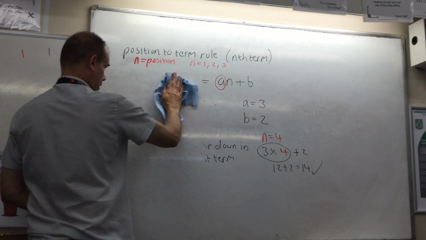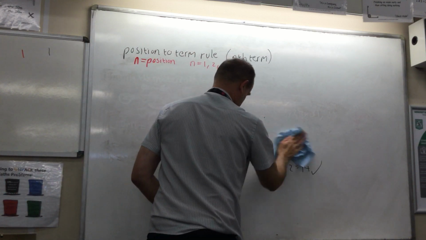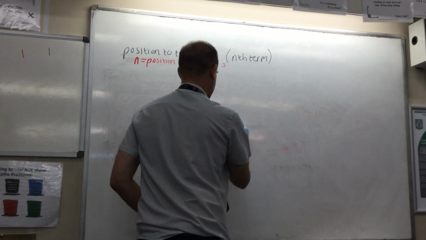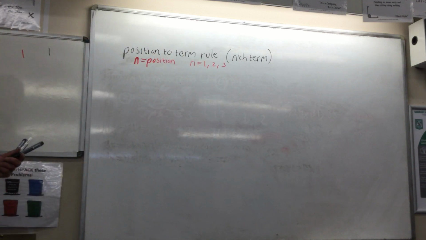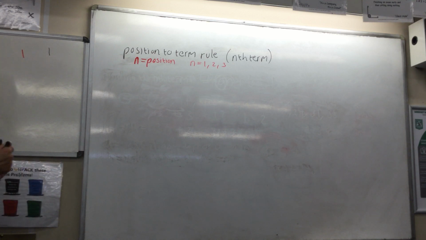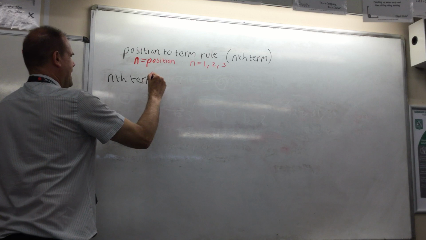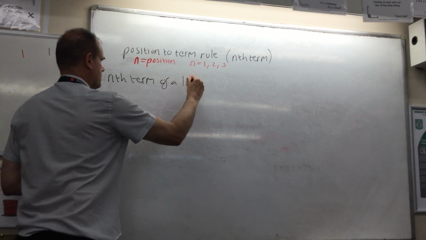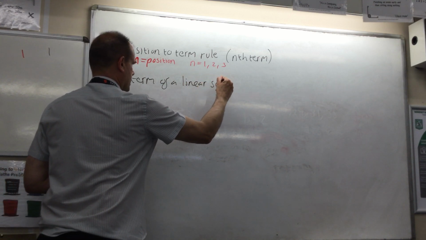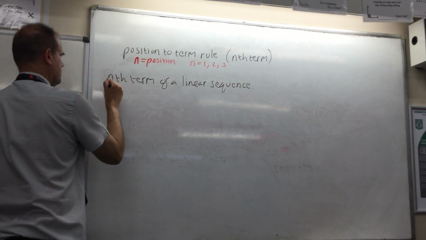If you were to draw a graph, you get a straight line. And there's another word that we'll use here: linear sequence. What we're doing there is working out the nth term of a linear sequence. That's what I've just been doing, and that's the bit which will be on your test.